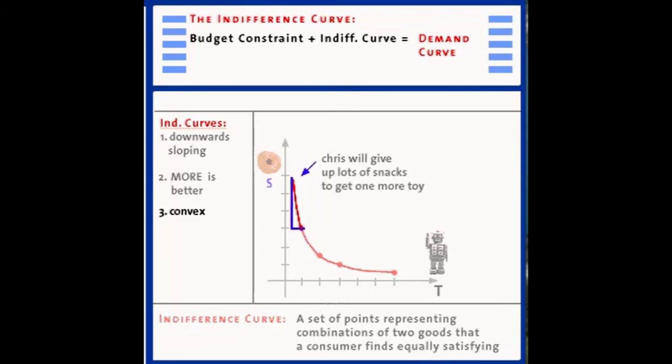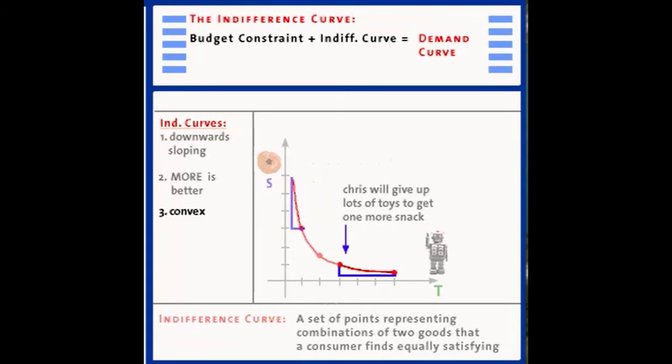Whereas if you're down at a point like this, and you take away one of his toys, you hardly have to give him any snacks at all to compensate. You can take away a toy with very little compensation because he has lots of toys. The slope of an indifference curve is called the marginal rate of substitution. And the marginal rate of substitution will be different as we move along the indifference curve.